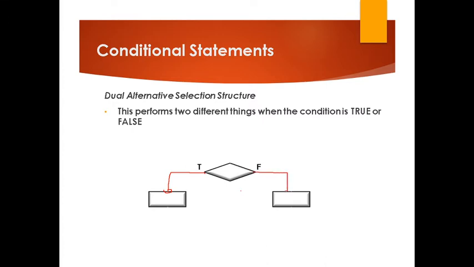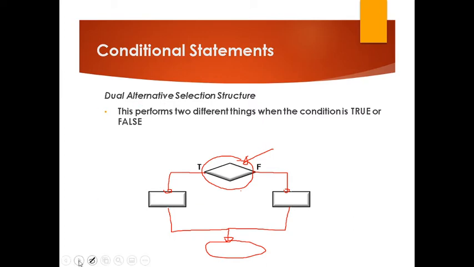Just like what I showed you earlier, this is of course the end. So there are operations or processing after the condition. This is the condition block. Am I right? Condition block. Okay, correct. That's the dual alternative selection structure.